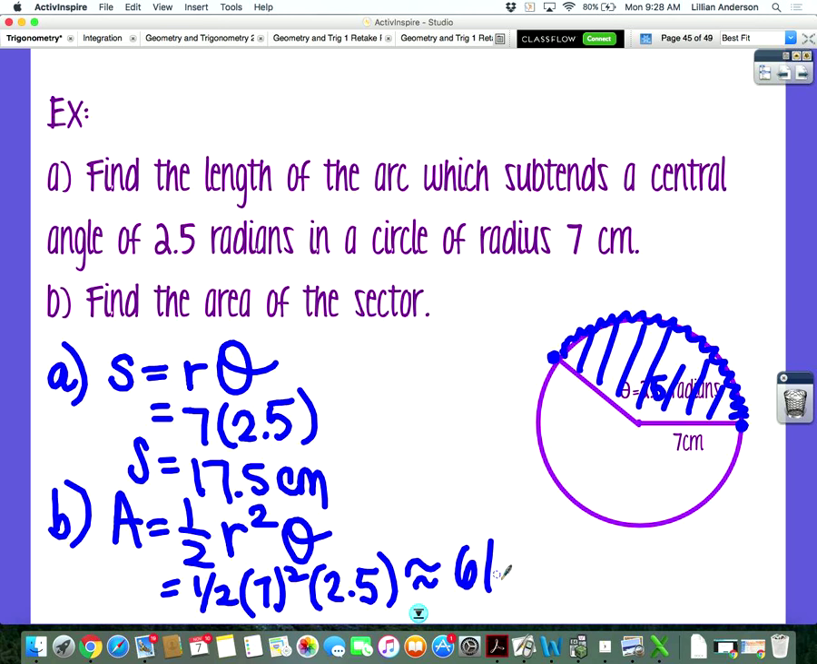It's 61.25. Is that exact? Yes. So we can write 61.25 centimeters squared, because that is exact. It wasn't rounded or anything like that. But you could also put it in three significant figures, and that would also be acceptable. Questions on that? This is a straightforward one. Okay?